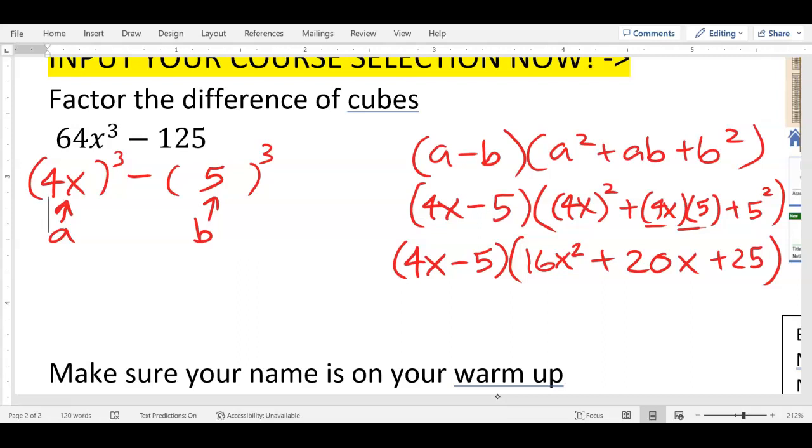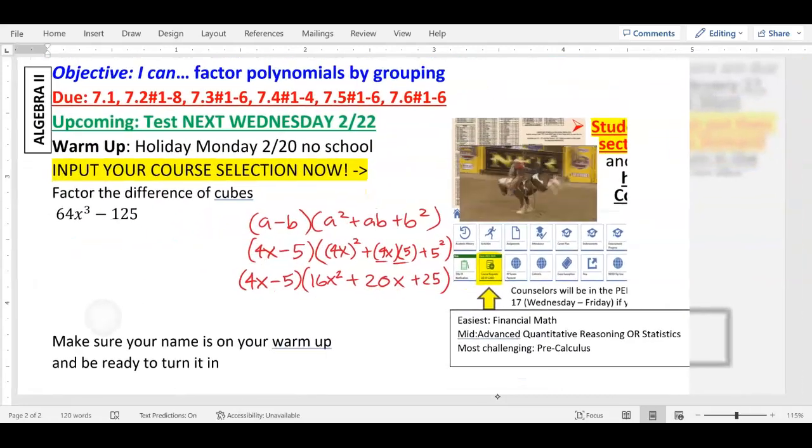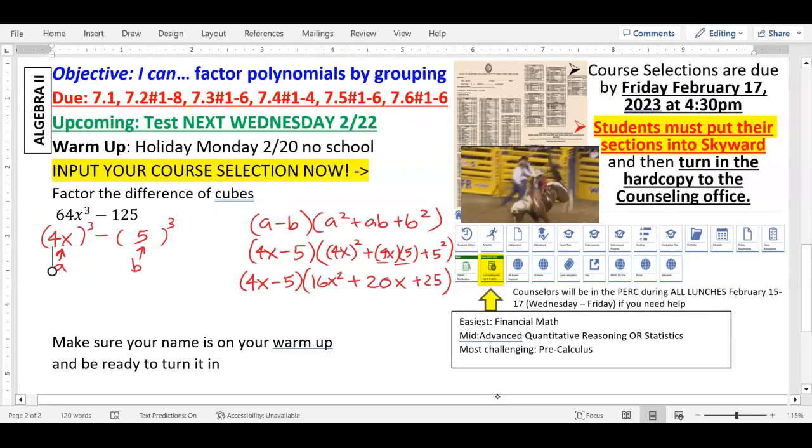So we were able to identify A and B. Then we were able to find the right formula and plug it into the formula. Could you do something like that? Yes, you can. So 7.6 is what you want to aim for doing today.